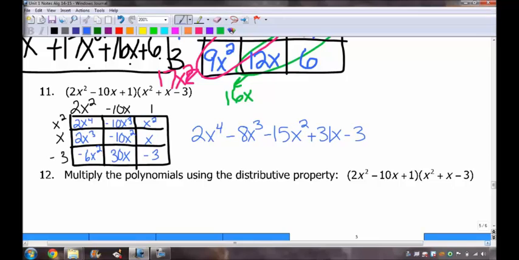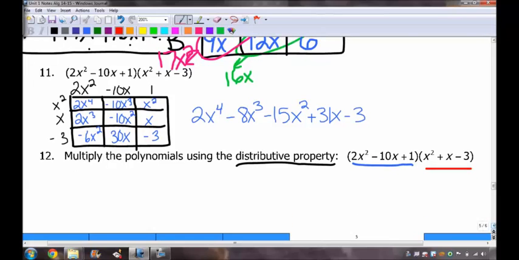Multiply the polynomials using the distributive property. Now, if you notice, it's the exact same question, except we're using the distributive property this time instead. So I'm going to color code it so you can see this a little better. I'm going to call the first trinomial blue, and then the second trinomial, I'm going to use red.